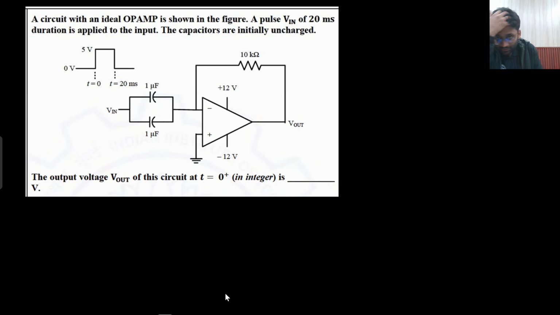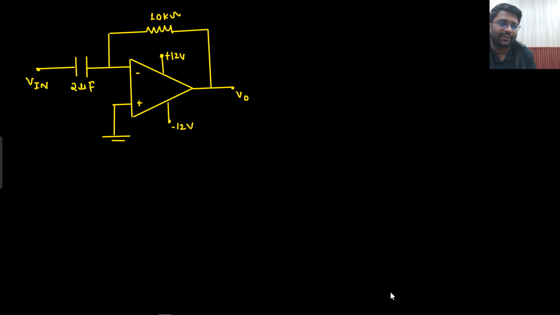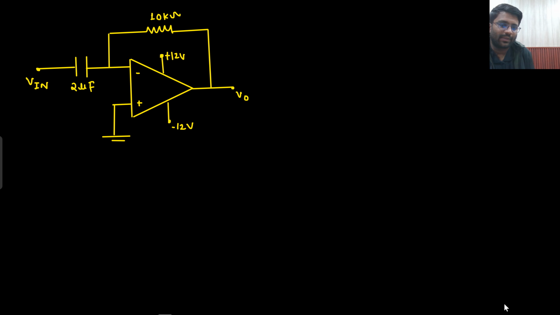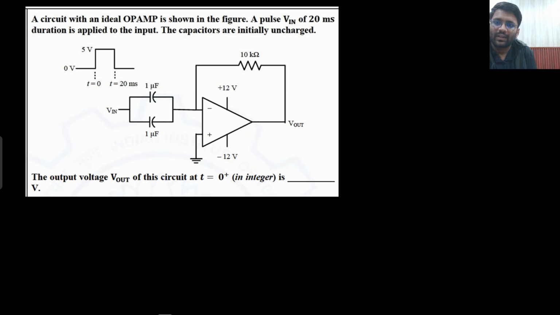Let's see the solution of this one. What is the scenario? First, the 1 microfarad capacitors are both in parallel, so it becomes 2 microfarads. This is how I can reduce my circuit. There is a V input and a V output. Now, what is my V input? It is 0 volt, then 5 volt, and then 0 volt. This is 0 second and this is some 20 millisecond, whatever it is.